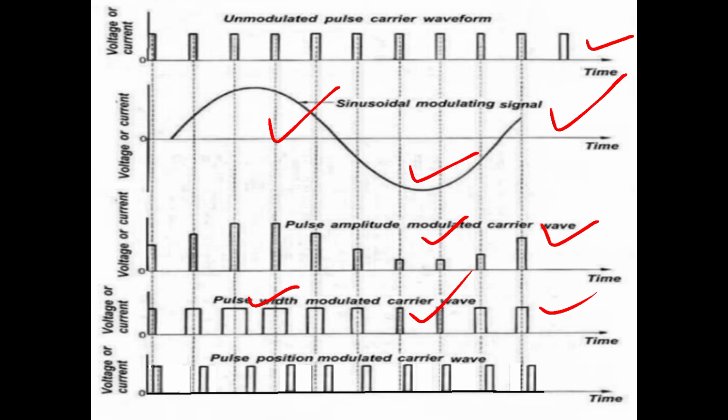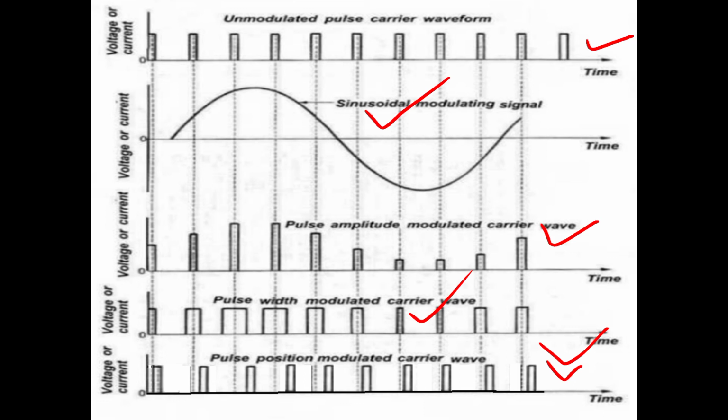Now coming to the last classification, that is pulse position modulation. Here observe the last one: the position of each pulse is changing. Observe that the position of each pulse changes according to the message signal. This is about the three classifications of analog pulse modulation techniques. I hope you understood. Thank you for watching this video.